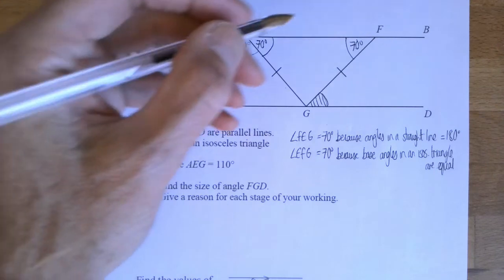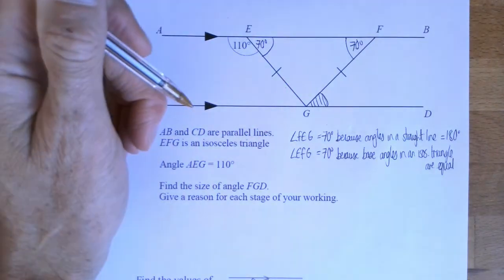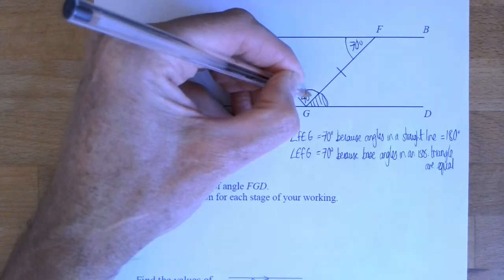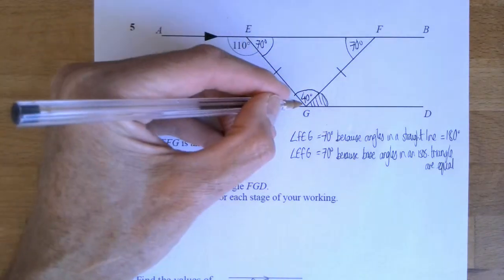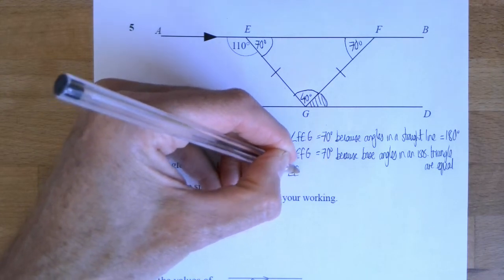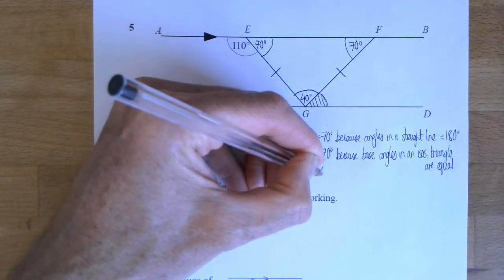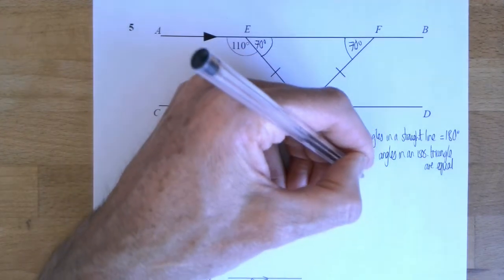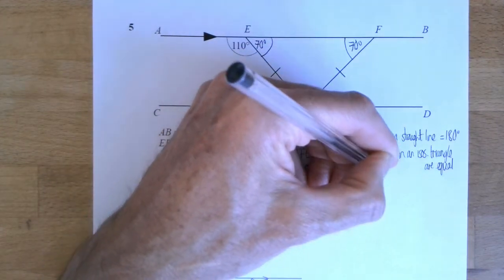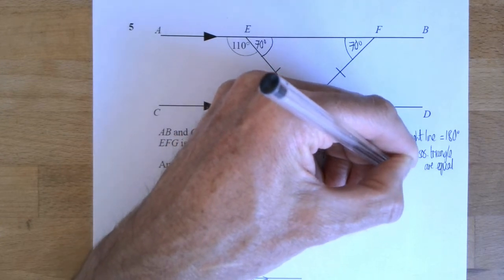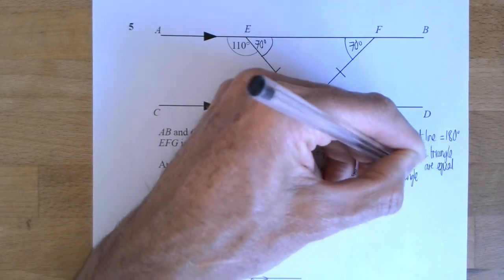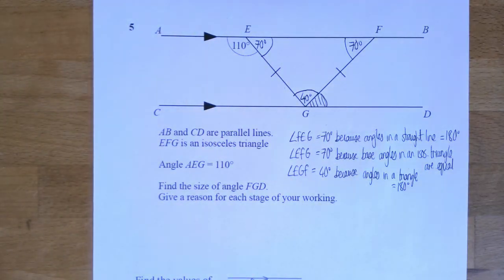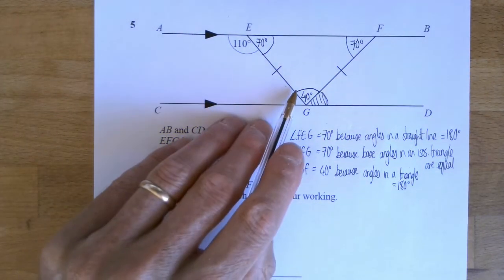I then know that if that's 70 and that's 70, that makes 140. So this angle here has to be 40 degrees. That's angle EGF. And that's because angles in a triangle add up to 180. And you'll notice that as well as writing, I'm annotating away.